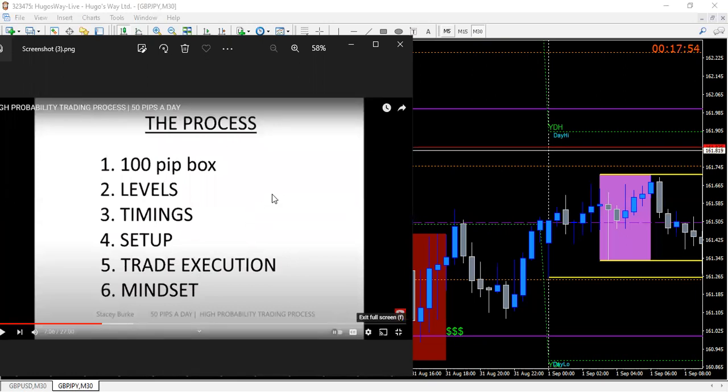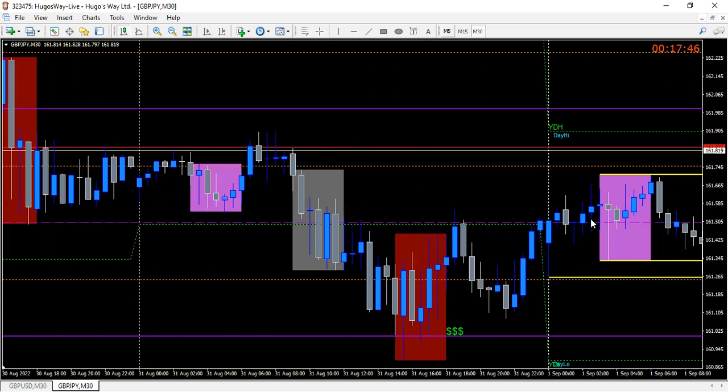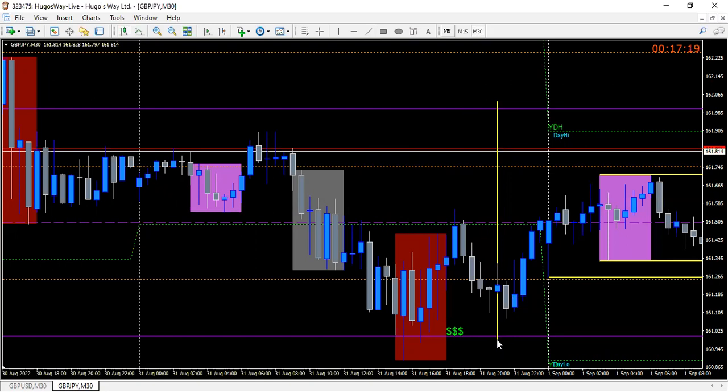So let's go through an example. We got the process. We know what the process is. Let's go through this process. Here we go with the pound yen, 30-minute time frame. As you can see, here's your Asian session. We're at medium price right now because this is our 100 pip box. Remember, our 100 pip box is from solid horizontal line to the next solid horizontal line.